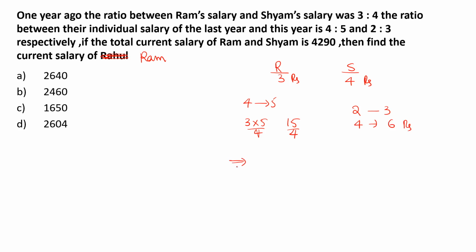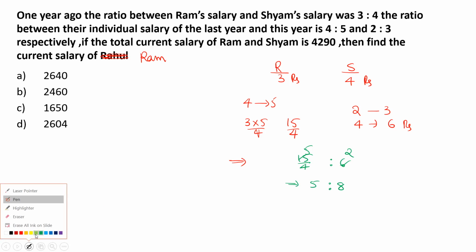Now the present ratio between the salaries of those two persons is nothing but 15 by 4 is to 6. 3 5s and 3 2s. Then the ratio is 5 is to 8. The ratio between the salaries of Ram and Shyam is 5 is to 8.